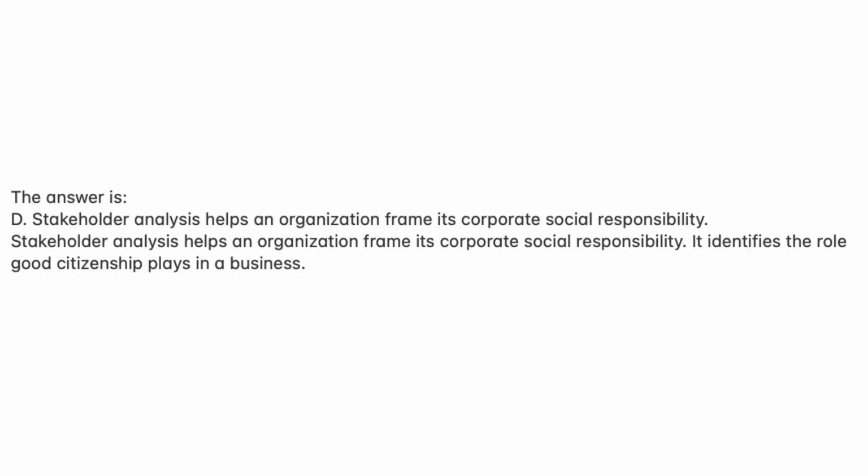The answer is D. Stakeholder analysis helps an organization frame its corporate social responsibility. It identifies the role good citizenship plays in a business.